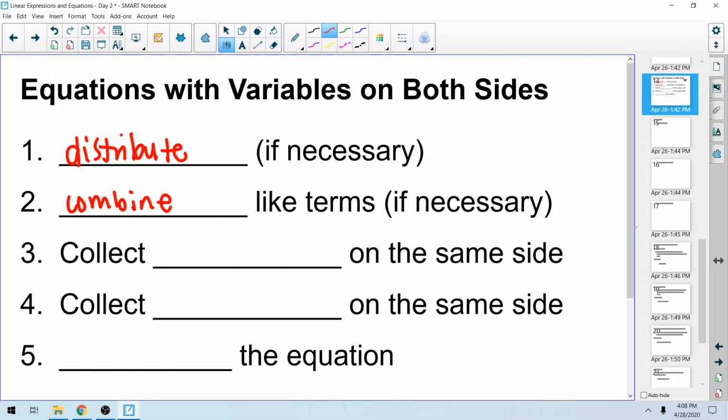Step three, collect variables on one side of the equation. So anything with an x in it, get it to one side of the equation, and collect constants on the other side of the equation. So get all your variables on one side, get all your constants or just your numbers on the other side. And then step five, solve the equation. So using any of the strategies that we've used so far.